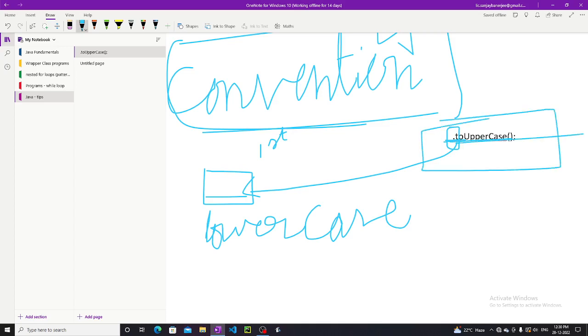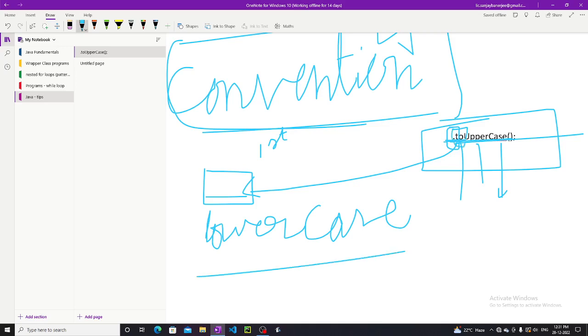Okay, a lowercase is followed through the first till the end. But if there are more than one word, like toUpperCase, "to" is a word, "upper" is a word, "case" is also a word, three words are present. So how will these words begin?